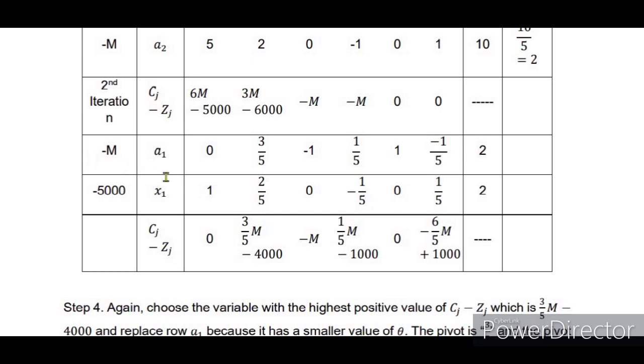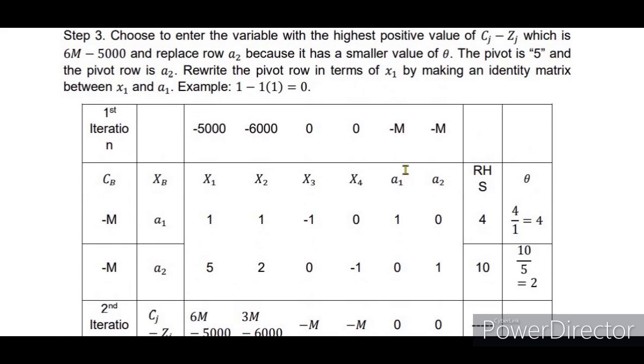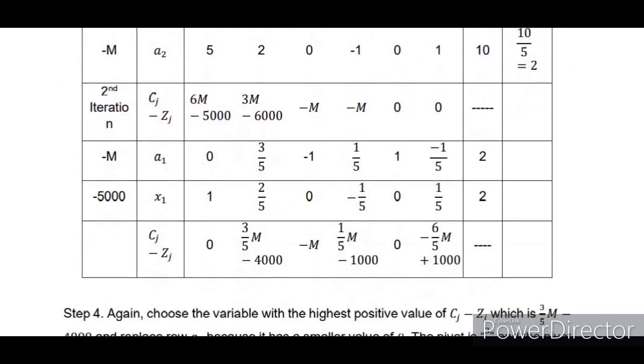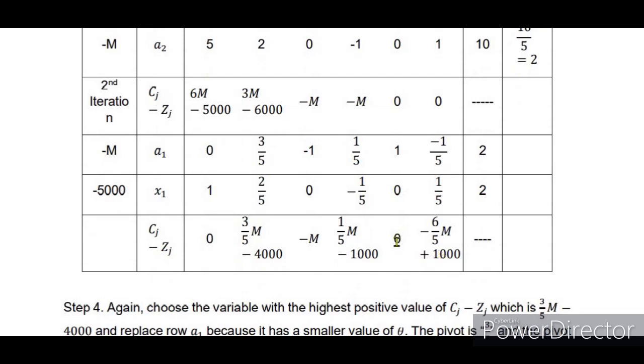Okay? So next, negative m times 1 is negative m. Negative 5,000 times 0 is 0. So negative m plus 0 is negative m. So now we will subtract it. So negative m minus negative m is equal to 0. That is why it is 0 here.